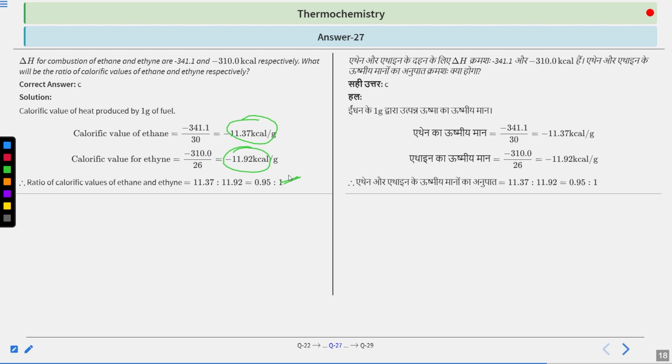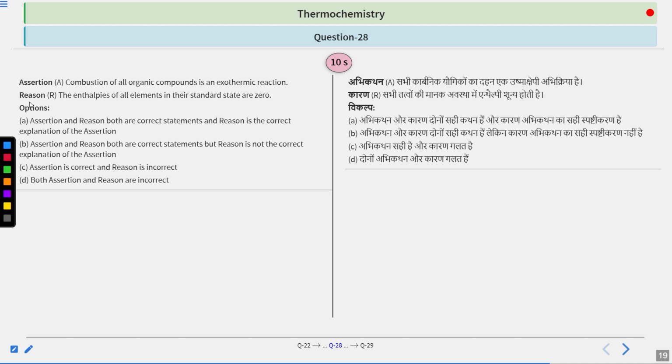Moving on to the next question. Assertion reason type question is here. Assertion: combustion of all organic compounds is an exothermic process. Reason: the enthalpies of all elements in the standard state is 0. Options: A, assertion and reason are both true, and reason is the correct explanation of the assertion. B, assertion and reason are both true, but reason is not the correct explanation of assertion. C, assertion is correct and reason is incorrect. D, both reason and assertion are incorrect. Your 10 seconds to solve this question starts now.